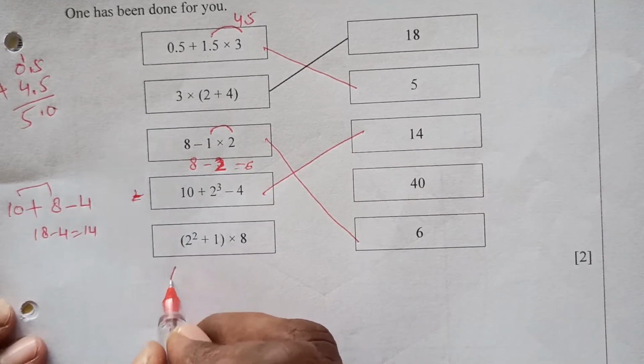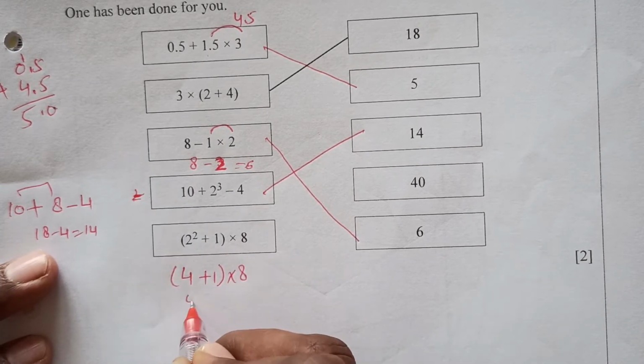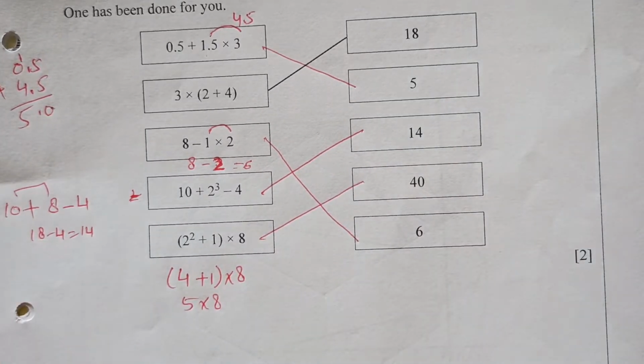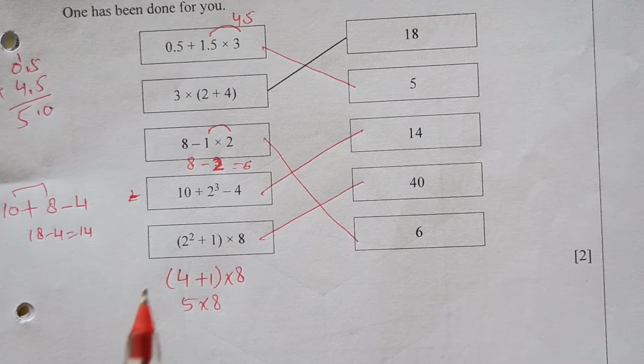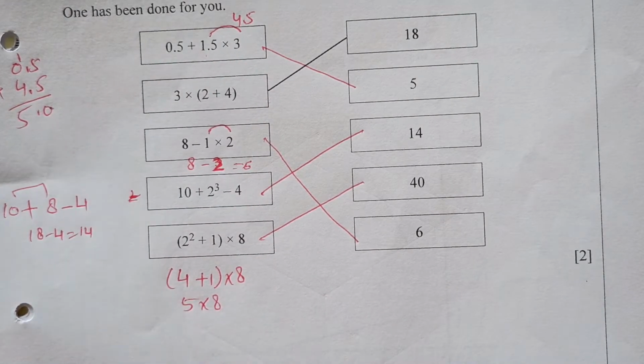Now this one, bracket 2 times 2 is 4 plus 1 times 8. So 5 times 8 is 40. So that's it. You can get 2 marks by doing these calculations, but make sure that you do the calculation on the side to avoid any kind of mistake.